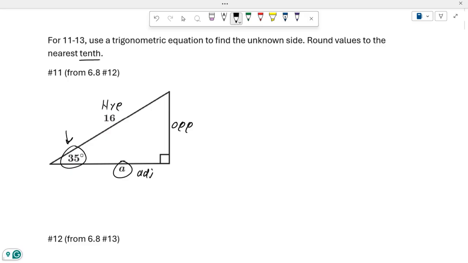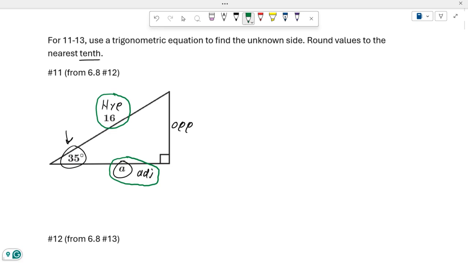Now, the key to unlocking this problem, and arguably the most important part of this problem, is we've got to ask ourselves, all right, which trig function, sine, cosine, or tangent, connects the thing that we know with the thing that we want to know? And there's only one right answer here. It's either sine, cosine, or tangent. One of those is correct, two of those are incorrect.